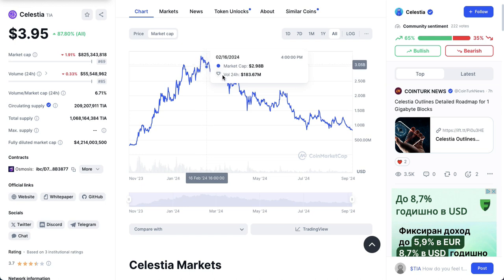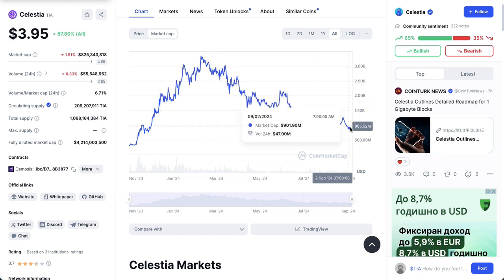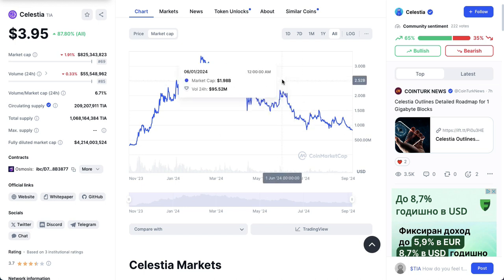And now we've been correcting, and we reached a market cap of 825 million. Well, I think we're pretty much at the bottom. Maybe we'll correct a little bit further, but we are pretty much at the bottom, and I anticipate quite huge moves on the upside.